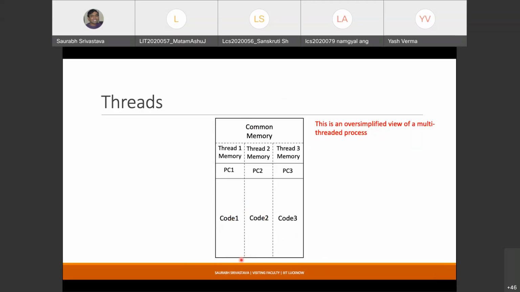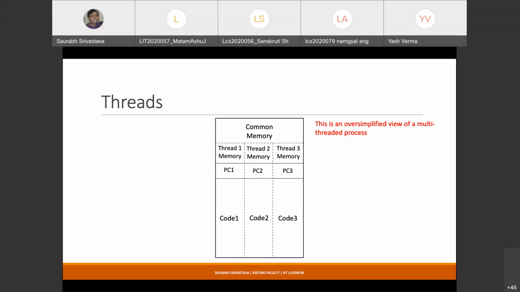So basically, it's a different level. The operating system will give the time quantum to the process, and within the process, it can have multiple threads of execution, and it can decide when time should be given to which thread. And there is some common memory also. With the help of this common memory, these threads can talk to each other.